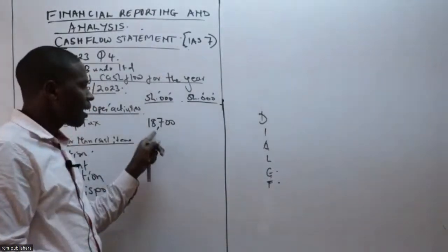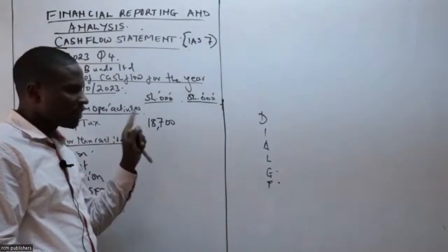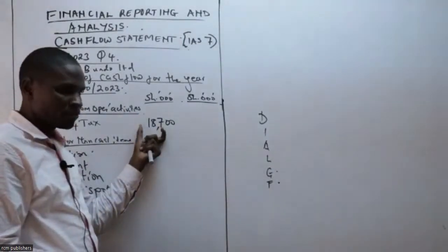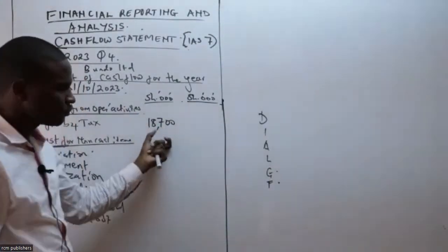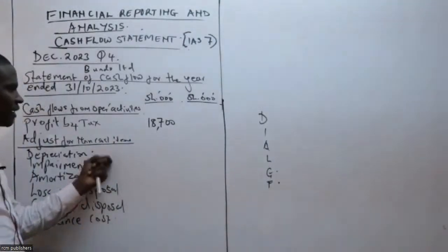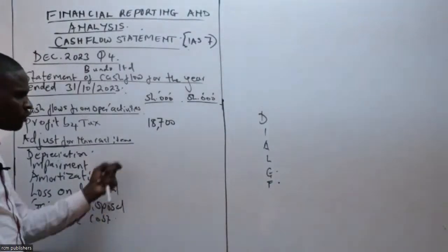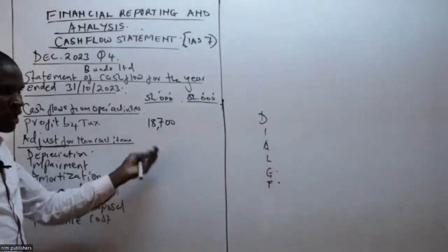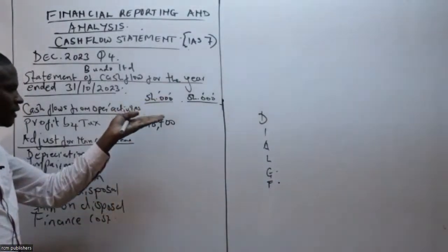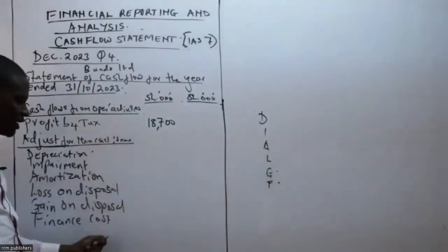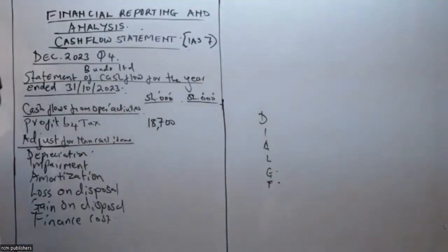So whatever happened to this profit, for us to arrive at this profit, we first of all have to check whether there is an item that was involved here. When you check at our profit, above our profit before tax, can you see any item that is reflected here?